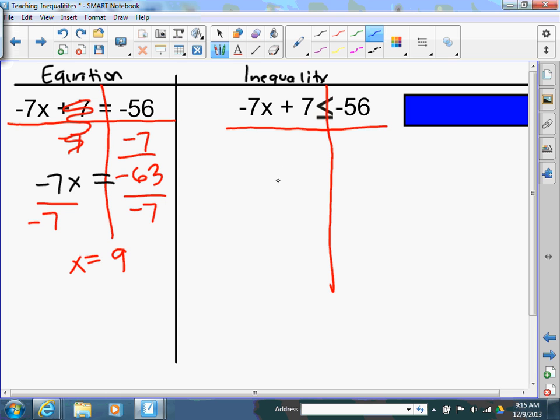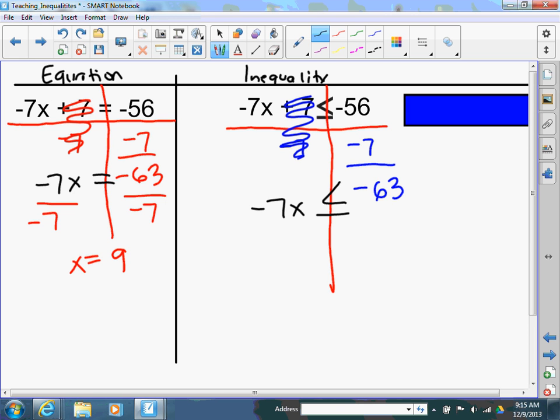Ready? Minus 7, minus 7. These cancel. And we get negative 63. Bring down our symbol. Negative 7x.